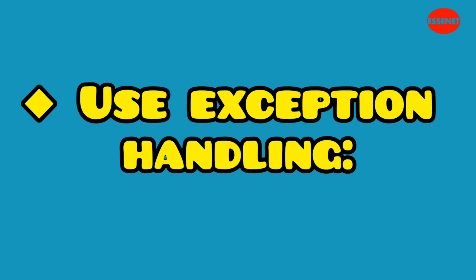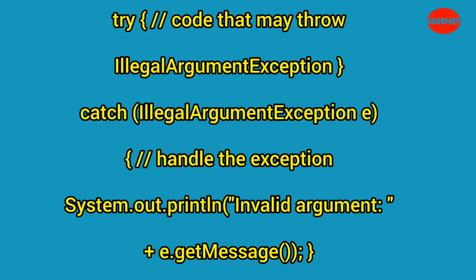Here's an example of how to catch an IllegalArgumentException. Try: code that may throw IllegalArgumentException. Catch IllegalArgumentException e: handle the exception, System.out.println("Invalid argument: " + e.getMessage()). In this example, we are catching the IllegalArgumentException and printing a message that explains the problem. You can customize this message to provide more detailed information to the user or log the error for debugging purposes.